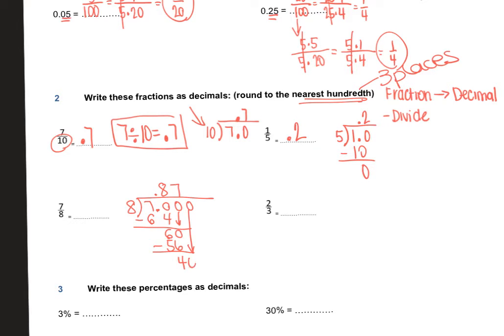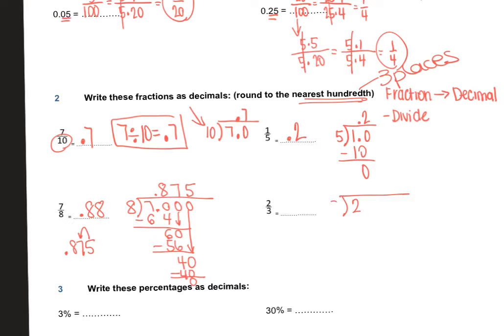So I have to go one more. If it doesn't end, I can stop, but if it does end, then I'm good. 8 goes into 45 times. 8 times 5 is 40, and I get 0. So I get 0.875. However, I'm rounding to the nearest hundredth, so for this it would be 0.88 because the 5 rounds the 7 up.